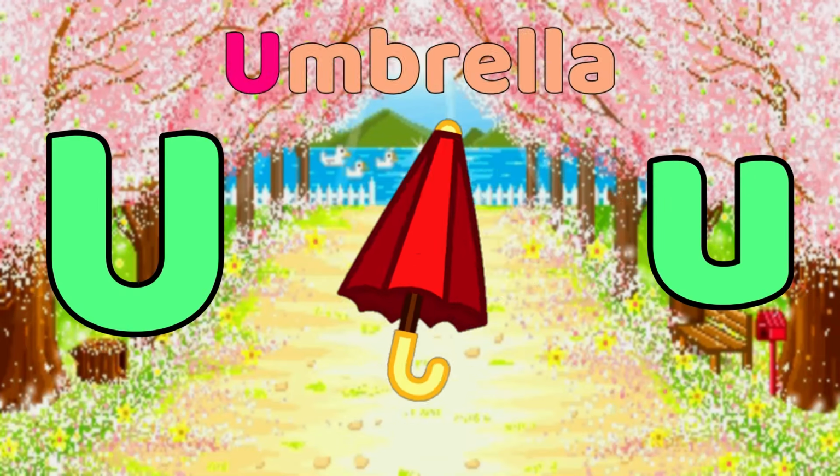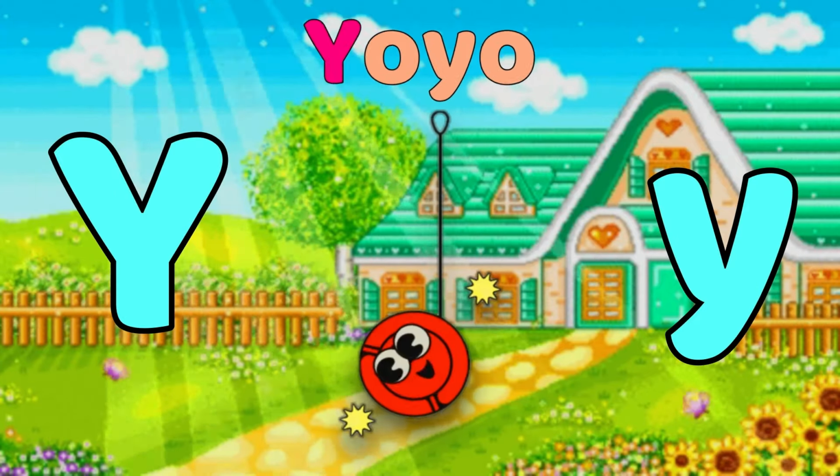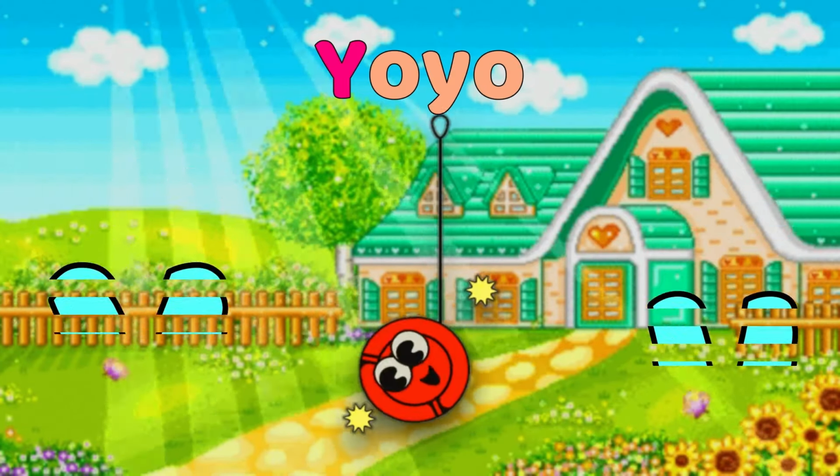W is for whale, w w whale, w w whale, w whale. X is for xylophone, z z xylophone, z z xylophone, x xylophone. Y is for yo-yo, y y yo-yo, y y yo-yo.